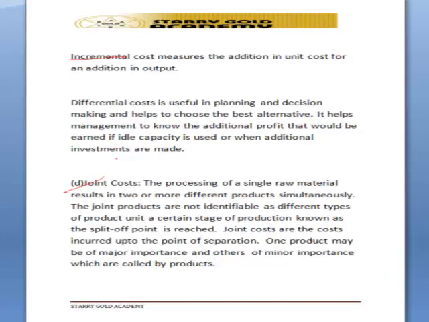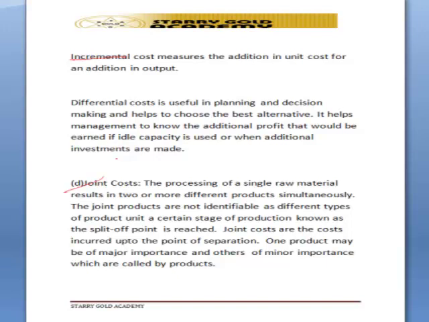One product may be of more importance and the other of minor importance, which are called byproducts. But the costs that have been incurred together before the split-off point are what we call joint cost. Joint costs relate to a situation in which the factors of production, by their basic nature, result in two or more products.